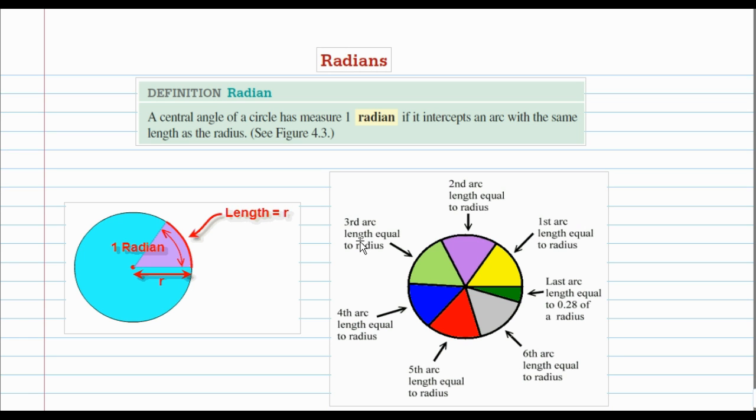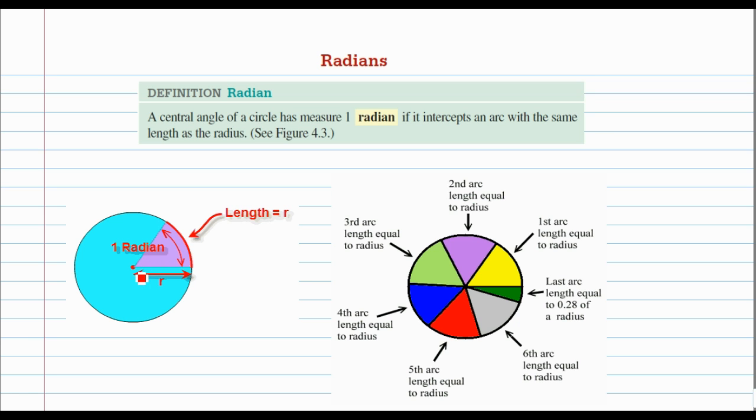Your book's definition of radian says that it's a central angle of a circle that has a measure of 1 radian if it intercepts an arc with the same length as its radius. So they use this diagram right here. Basically, if you take the radius and wrap it around the edge of the circle, or the circumference of the circle, that 1 radius, if you connect it to the center, that angle is 1 radian.